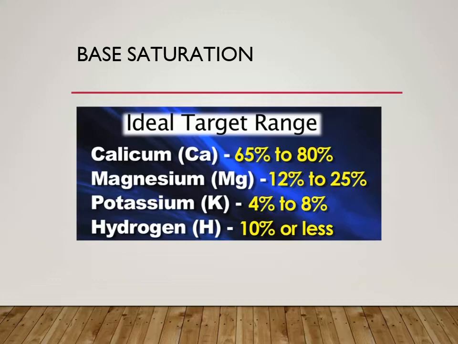Magnesium makes them really tight. So if you get a base saturation analysis and the data comes back and shows that you have more than 25% magnesium in your soil, you may have a tight soil that's not going to drain very well, and you're likely not to have enough calcium for your plants.